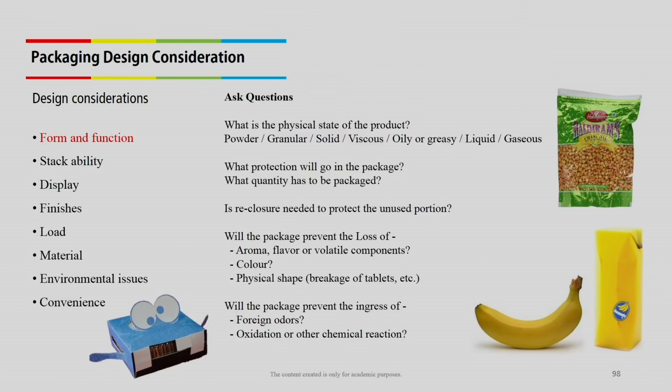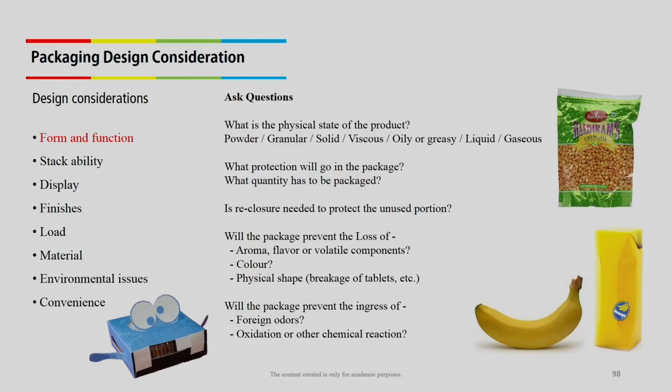So, the designer has to ask questions like: what is the physical state of the product? Is it powder, granular, solid, viscous, oily or greasy, liquid or gaseous? Based on the state, they have to decide the material for the package. What protection will go in the package? What quantity has to be packaged? Is reclosure needed to protect the unused portion? Will the package prevent the loss of aroma, flavor or volatile components, color, physical shape, etc.? Will the package prevent the ingress of foreign odors, oxidation or other chemical reactions?